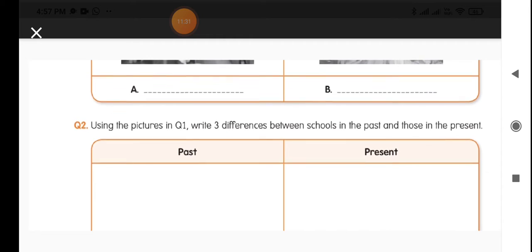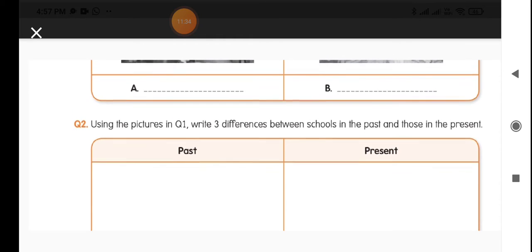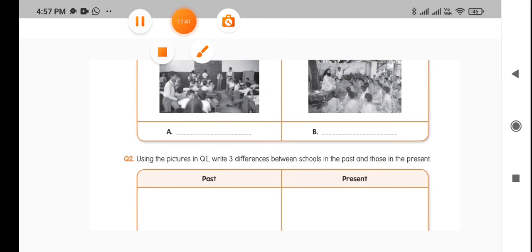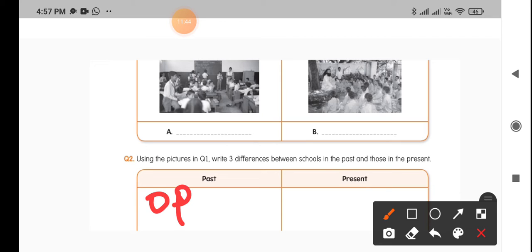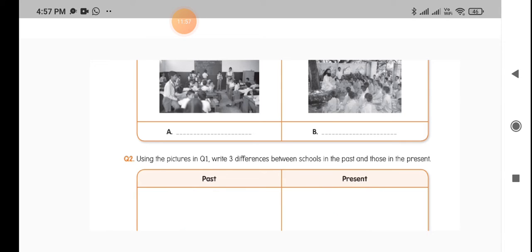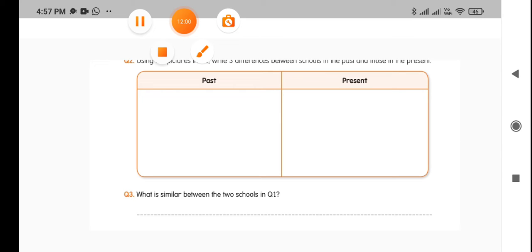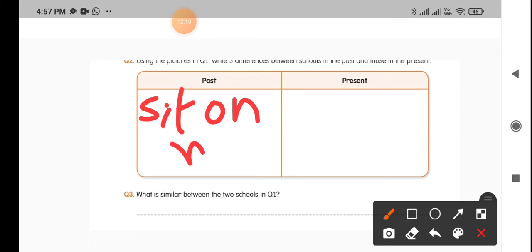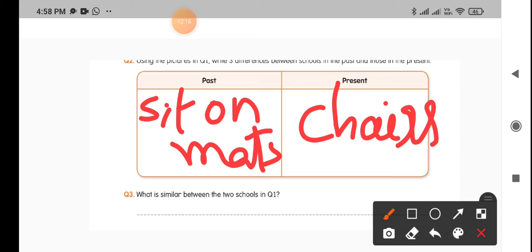Using the pictures in question 1, write 3 differences between schools in the past and those in the present. So in the past, the schools are open air schools. In the present, the schools are in classrooms. And in the past very few used to go to school. Present, many are going to school. And in the past, they used to sit on mats, but nowadays they are sitting on chairs. That is one more difference.